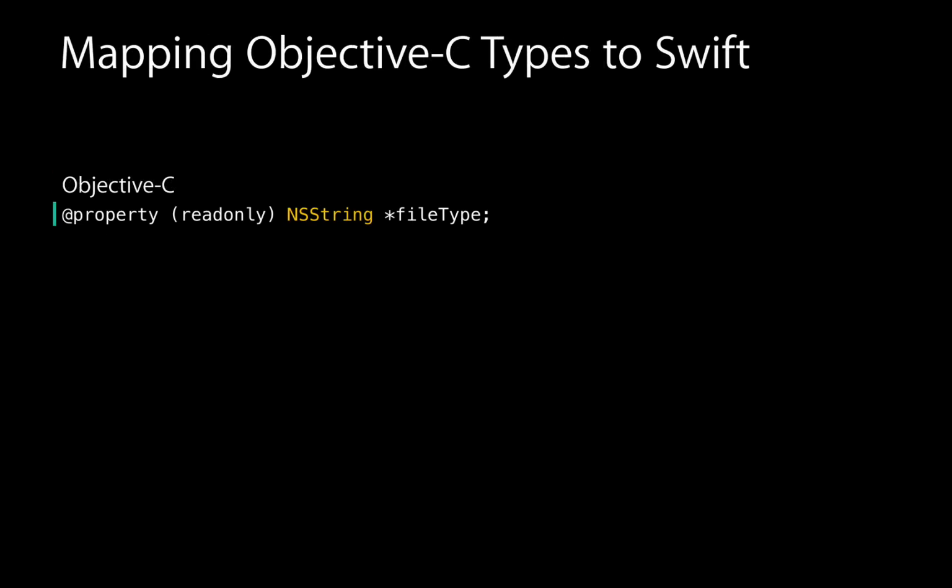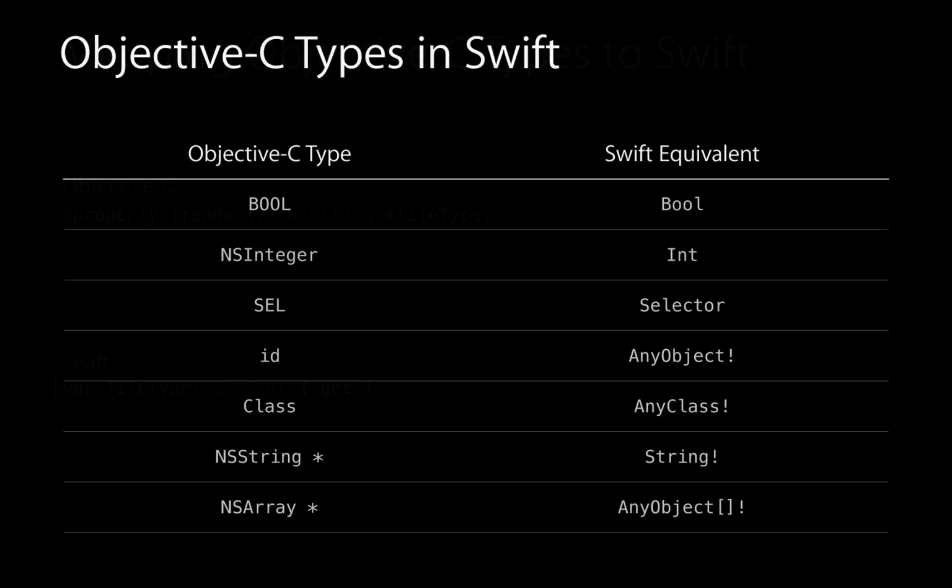So here we have the file type property that's an NSString. This is going to come into Swift as a native Swift string. Now again, we have the implicitly unwrapped optional here, so that nil can be passed through, since string doesn't have a notion of nil inside it. And there's a number of Objective-C types that get mapped slightly differently into Swift. So there's some very, very fundamental types like BOOL and NSInteger that map into the Bool and Int types within Swift. So we're working all with Swift types.